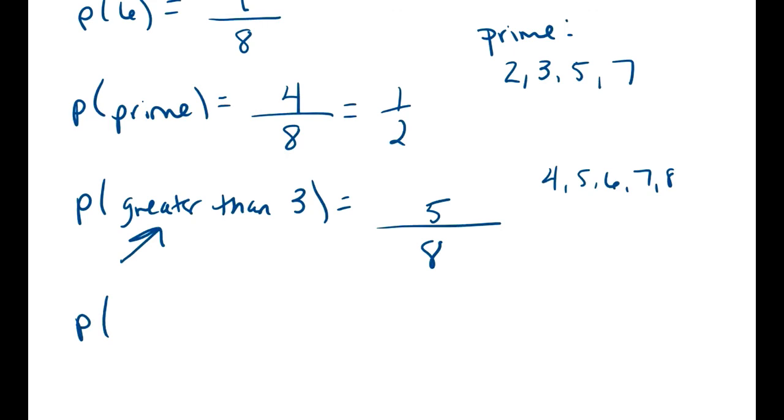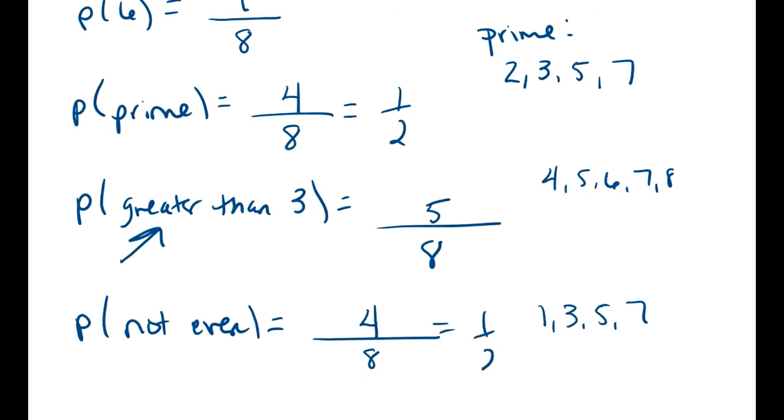And then finally, what if we wanted something like not an even number? Again, looking at our spinner, what are the non-even numbers, or what are the odd numbers? And for us, it's pretty straightforward. The odd numbers are going to be 1, 3, 5, and 7. And again, that probability is going to be 1/2.